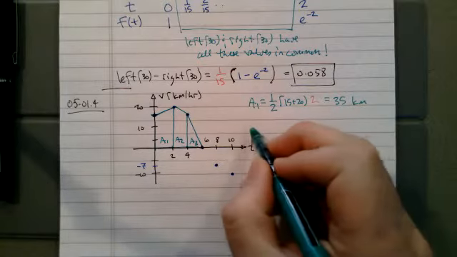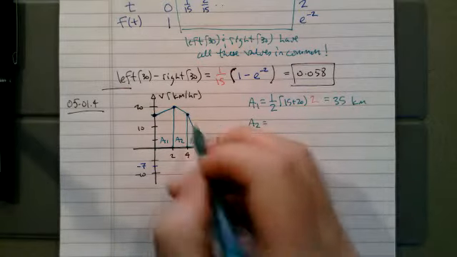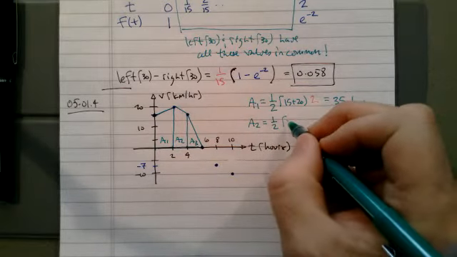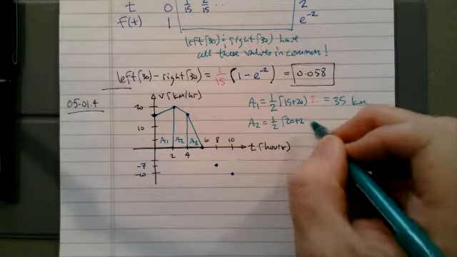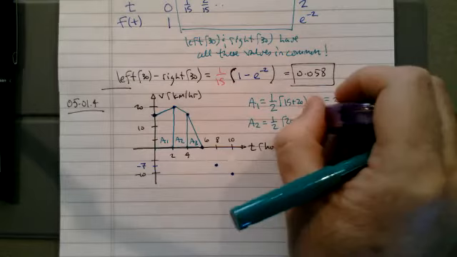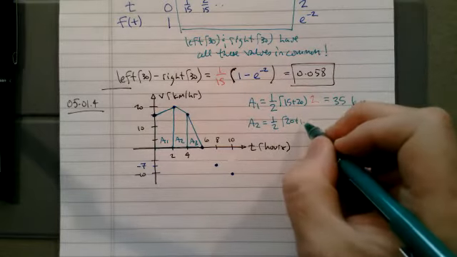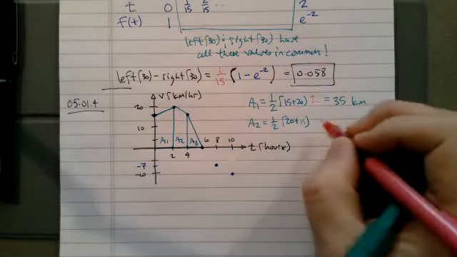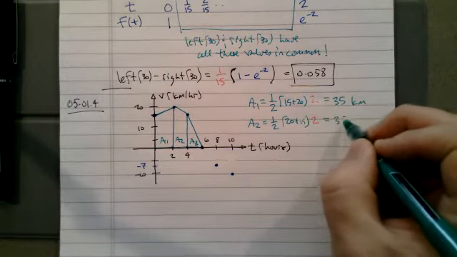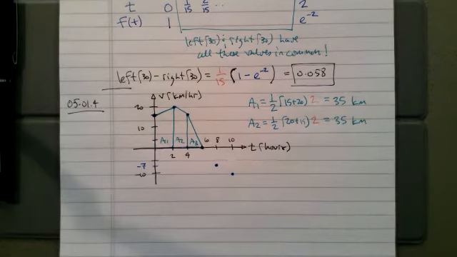We go to calculate A2 and we'll do the same thing. It's approximately a trapezoid, so I'll do 1/2 base 1 plus base 2, times the delta t, which is 2, and we have another 35 kilometers. What we should note is that if we started at home, we are now 70 kilometers away from home.